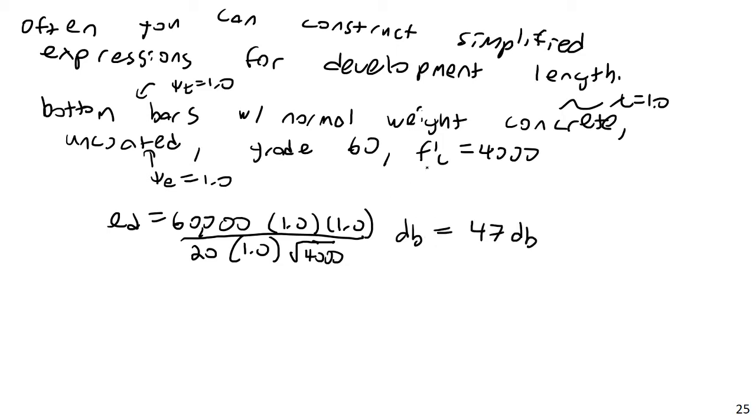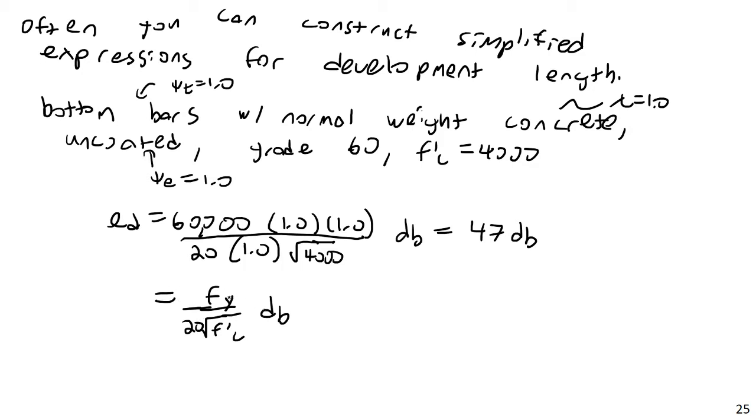So many times a lot of these factors turn out to be 1. Alternately, you might be able to do something like a simplified form of this, which would just be Fy divided by 20 root f'c, times dB. A much simplified expression for development length.